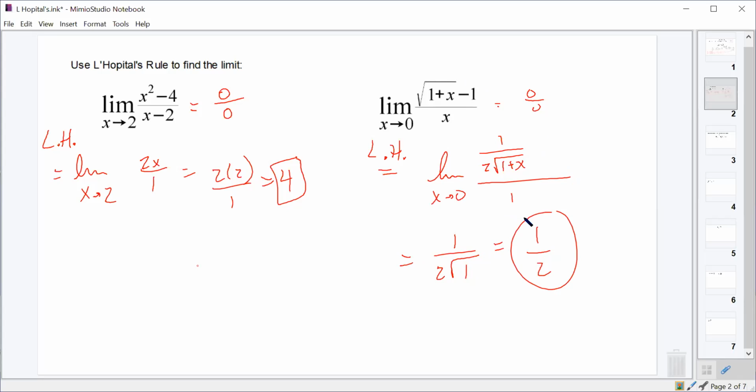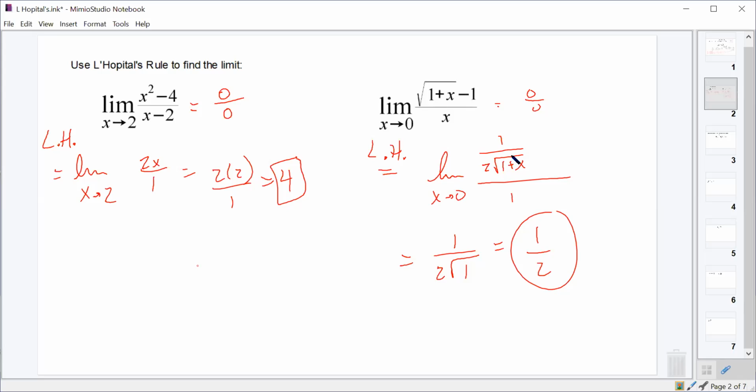Good. And probably a whole lot easier than trying to multiply this by the conjugate and then having to factor and then having to cancel, and that's a huge pain. And nobody wants to do that. As long as you can easily take your derivative using the chain rule there, it should be easy enough.